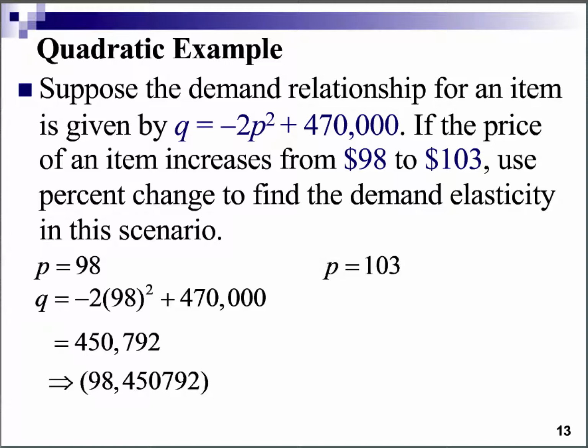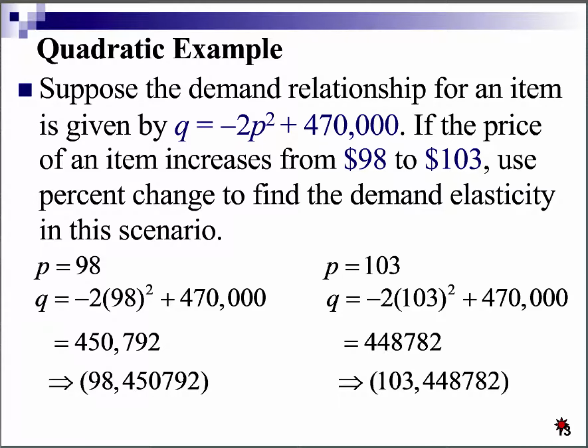And now we just repeat that for the price of $103. We plug that into the demand function, carefully following the order of operations, and we end up with 448,782 items in demand at a price of $103. So again, a second point, and this allows me to do the percent change computations that I need to compute the elasticity value.